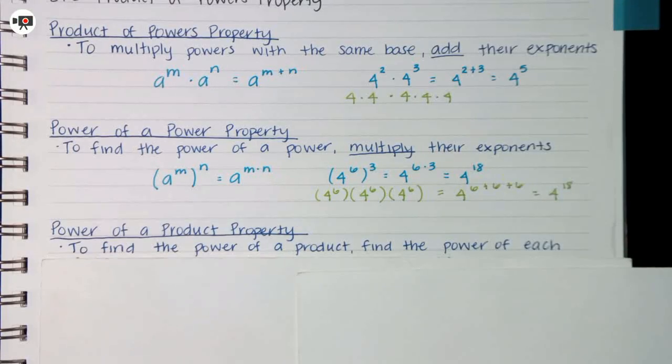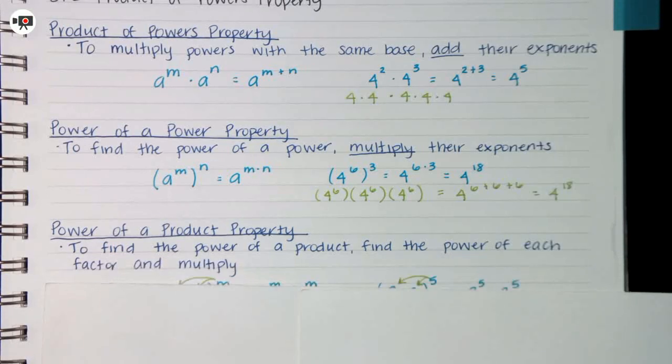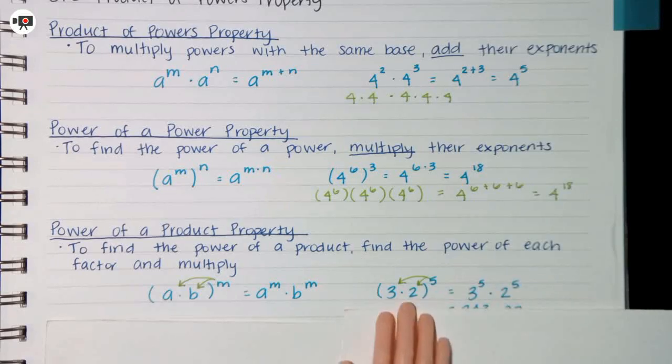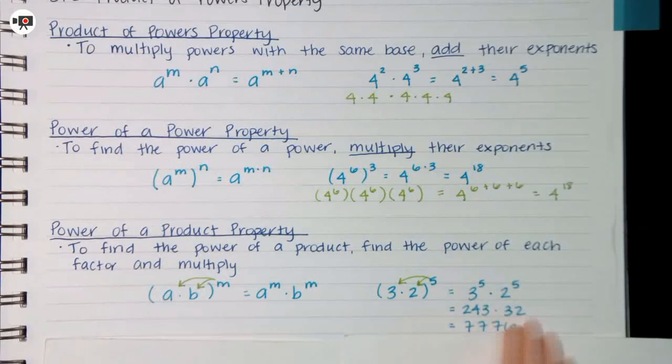And we have the power of a product property. That is where I have two things being multiplied, all raised to a power. And this power gets distributed to each factor inside. So this is a to the m power times b to the m power. If I do this with numbers, 3 times 2, all to the fifth, I would have 3 to the fifth times 2 to the fifth, multiply those, and you get your answer.